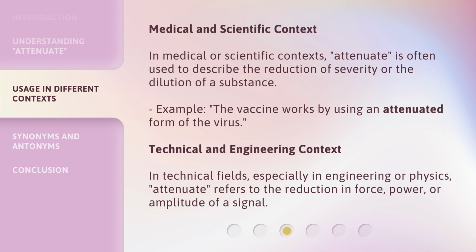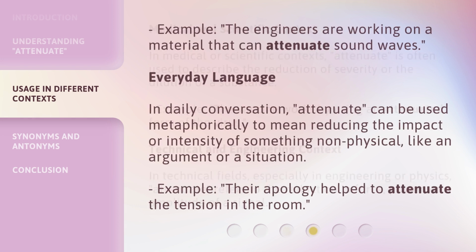Technical and engineering context. In technical fields, especially in engineering or physics, attenuate refers to the reduction in force, power, or amplitude of a signal. Example, the engineers are working on a material that can attenuate sound waves.